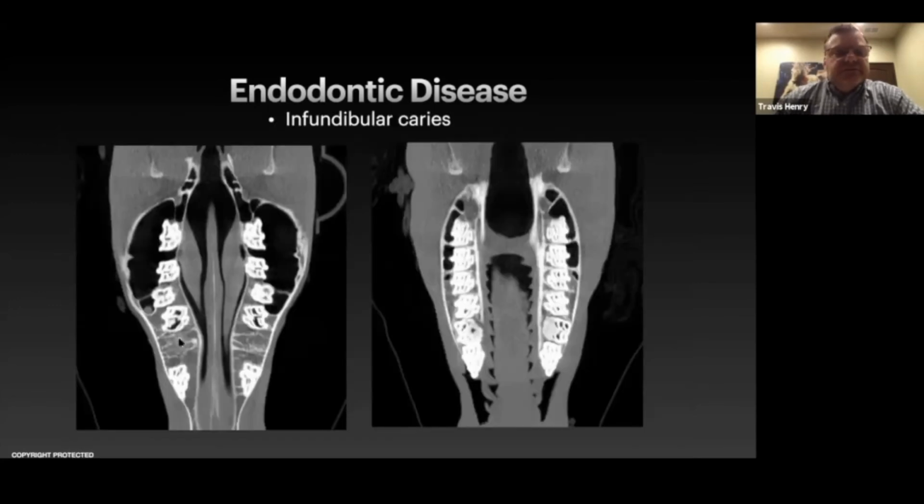So just some stills of this showing the large infundibular caries in these dysplastic teeth here. And what I also want you to see is, look, there's a little tiny sinus cyst actually sitting in the rostromaxillary sinus here as well.